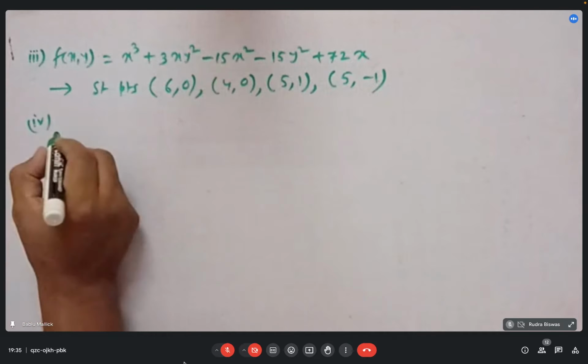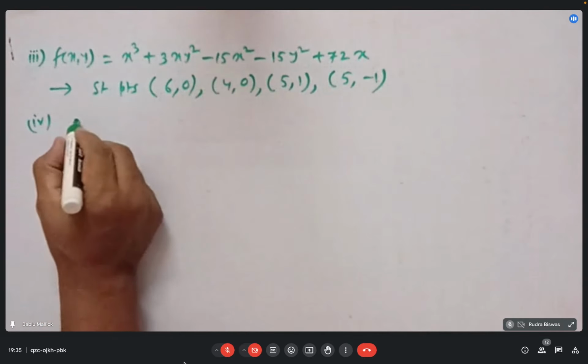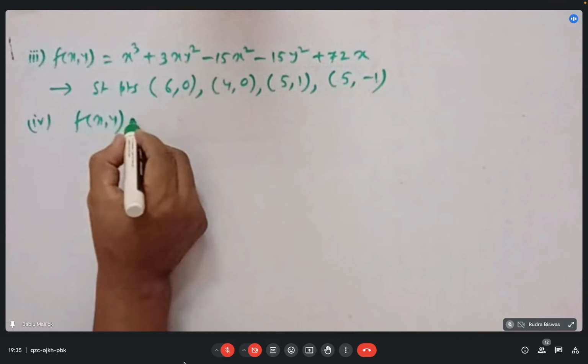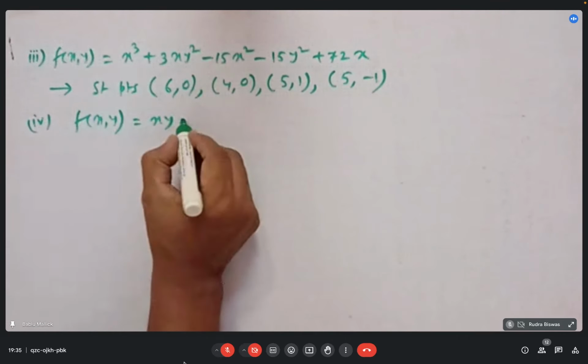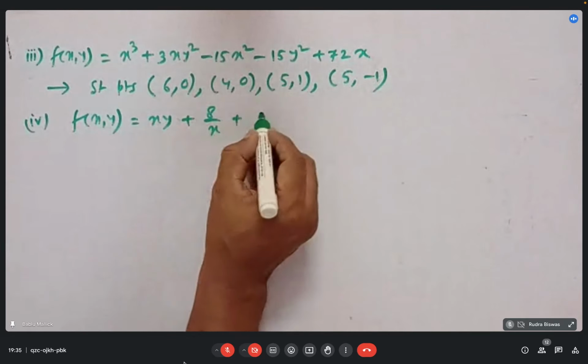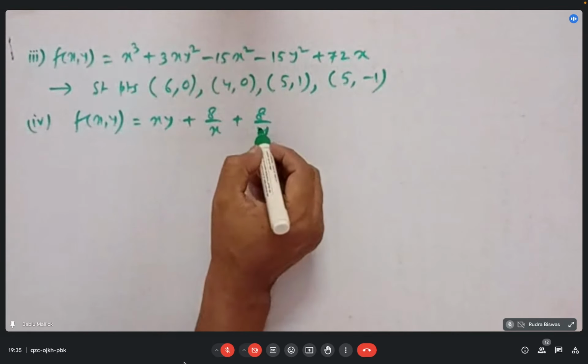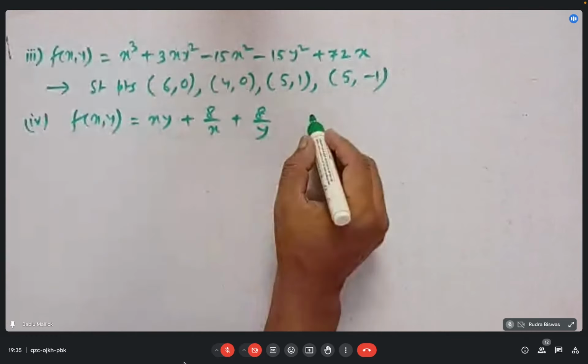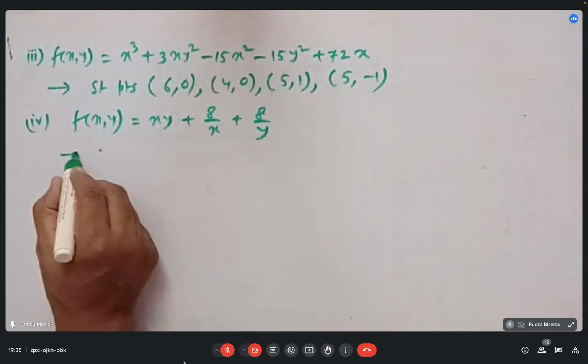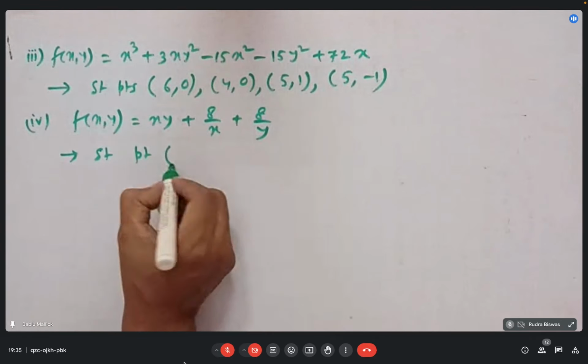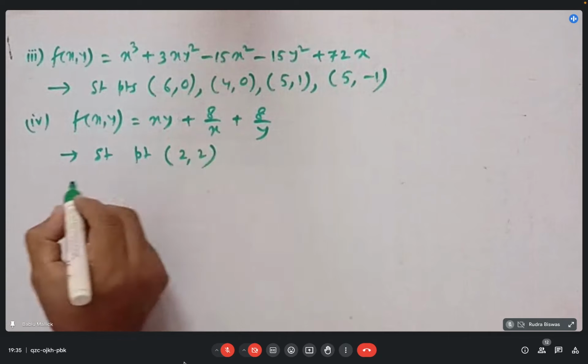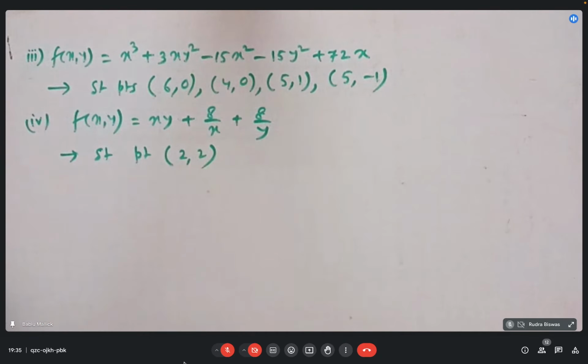Number 4. This is f is equal to xy plus 8 by x plus 8 by y. Here you will get the stationary point, only 2, 2. This is the stationary point 2, 2. Next, write.